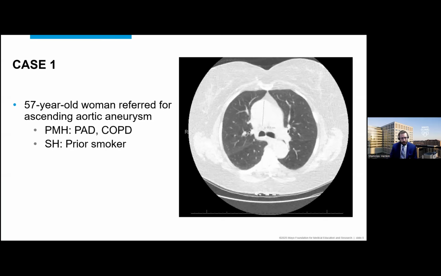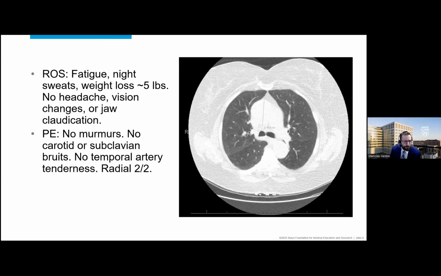So I want to start off with the case. These are real cases in clinic. This is a 57-year-old woman who is referred for ascending aortic aneurysm. She has a past medical history of peripheral artery disease and COPD, and she's a significant prior smoker, quit just a few years ago. So this is a non-con CT of the chest that was obtained for lung cancer screening purposes. And you can see incidentally what's discovered here is a 5.8 centimeter ascending aortic aneurysm.